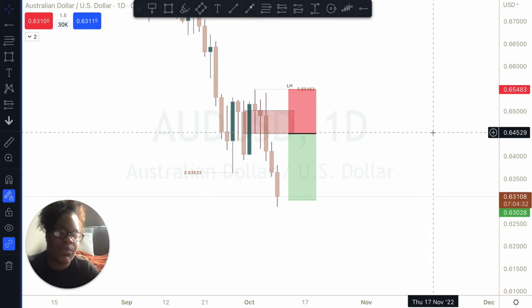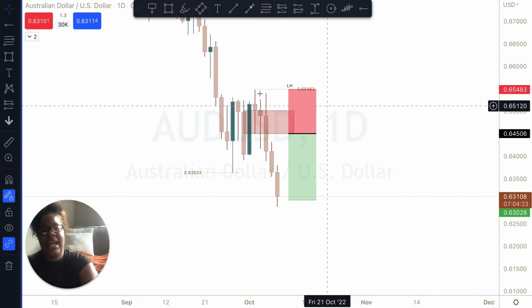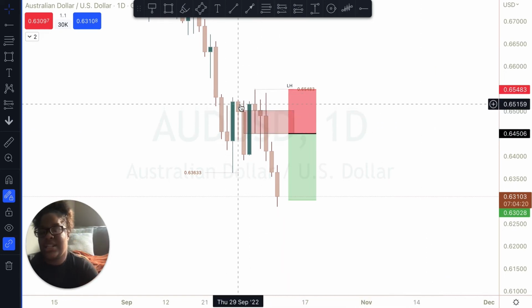One of the reasons why I'm really excited about this setup is because price just made a new lower low. Last week, one of my students asked me, Shaquana, do you think AUDUSD is ranging? And that was when price was in this area. I told her to give it a few days. Either price is going to continue to go up and pull back, or she's going to make a new low. Last week on Friday, she made a new low.